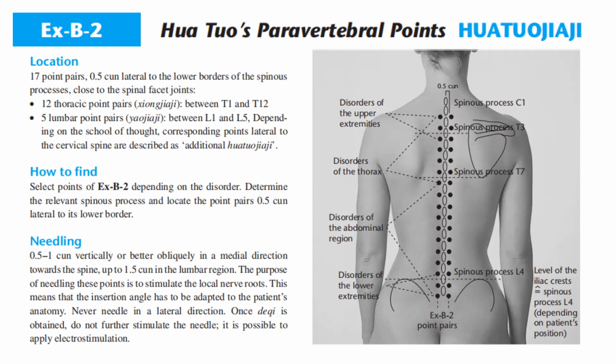Determine the relevant spinous process and locate the point pairs 0.5 cun lateral to its lower border. Needling: 0.5 to 1 cun vertically or better oblique in a medial direction towards the spine, up to 1.5 cun in the lumbar region. The purpose of needling this point is to stimulate the local nerve roots. This means that the insertion angle has to be adapted to the patient's anatomy. Never needle in a lateral direction. Once deqi is obtained, do not further stimulate the needle. It is possible to apply electrostimulation.